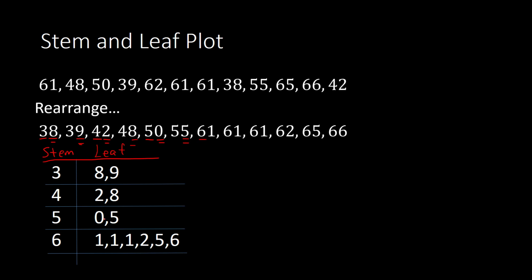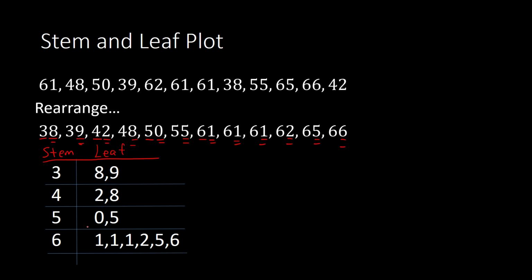So the ones places would be the 0 and the 5, and that goes with the 5 for the stem. And then here with the 6s, we have 61, 61, 61, 62, 65, and 66. Now if you have repeat numbers, you do need to include the repeat numbers. So we see the 1 repeated 3 times, so we write 1 three times, and then the 2, 5, and 6. And what this means is that we have 61, 61, 61, and then 62, 65, and 66. So that is a third way that we can represent data that we collect.